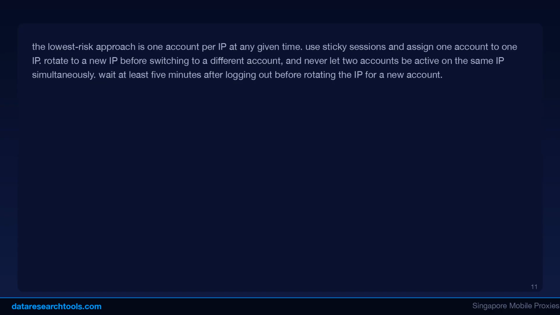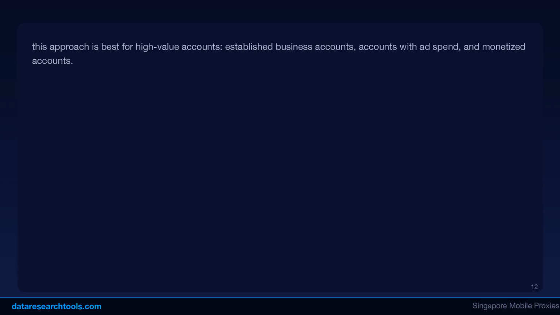Each account gets its own session window. For example, account A from 9 a.m. to 11 a.m. and account B from 11 a.m. to 1 p.m. Accounts on the same IP should appear to be different people with different content and different behavior. Rotate the IP at least once per day. This works well for agency management of client accounts and moderate value accounts.